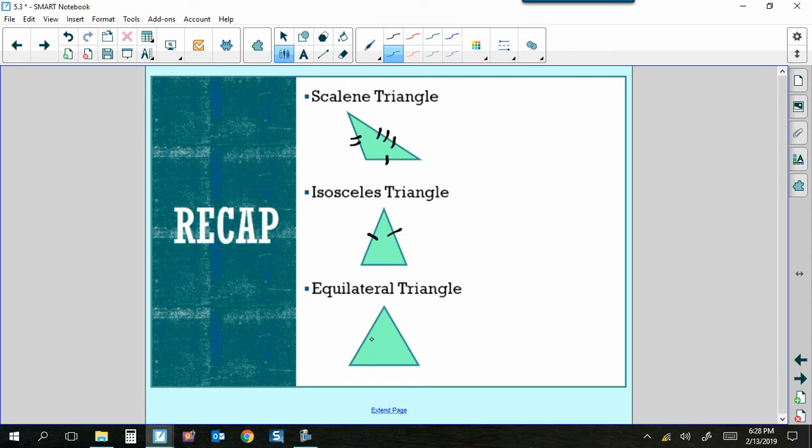And then lastly, an equilateral triangle has just 1 side length. All 3 of them are the same. You want to know how I remember this one? Please tell me. All the sides are equal.